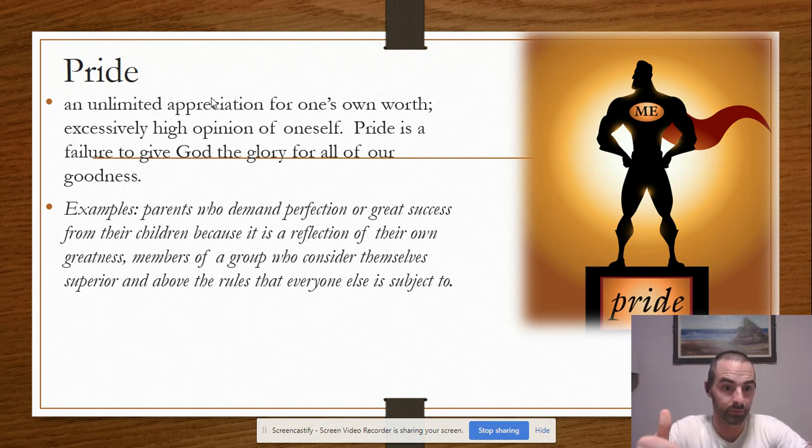It is a reflection of their own greatness. Members of a group who consider themselves superior and above the rules. Football players kind of get poked back for this. Oh, I'm a football player. I don't have to do this, or I'm just the coolest kid on campus.